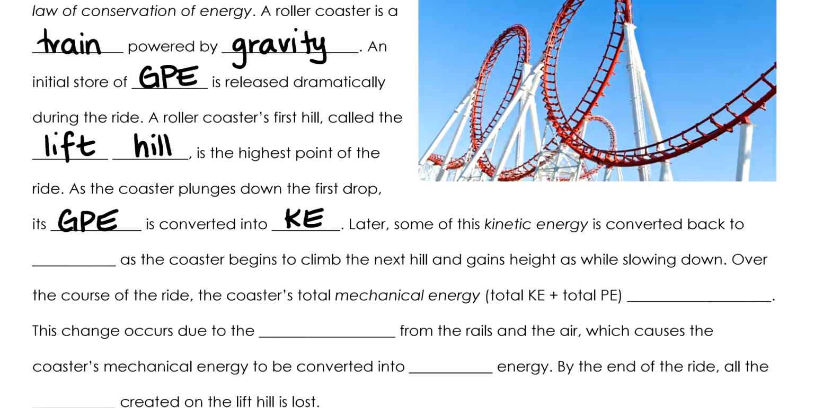Later, throughout the track, some of this kinetic energy is converted back into gravitational potential energy as the roller coaster gains height above the ground, climbing the next hill and starting to slow down. Over the course of the ride, the roller coaster's total mechanical energy, which we know to be the total kinetic plus the total potential energy, decreases.